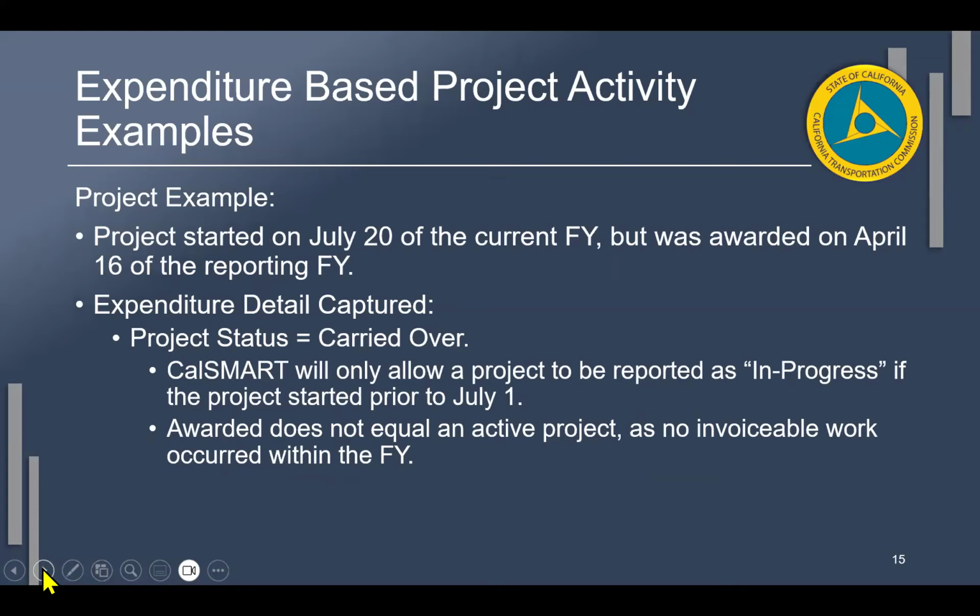So this is one that I am going to touch on a little bit more in depth, just because this is something we see come up quite often. A project was started on July 20th of the current fiscal year that you're in, but it was awarded in April of the reporting fiscal year. How do you report on that? Well, it's considered carried over. It's not going to be in progress because no invoiceable work occurred within that project until after the close of the reporting fiscal year. Everything in which an invoice would occur happened after, right? So that's why you're going to call it carried over.